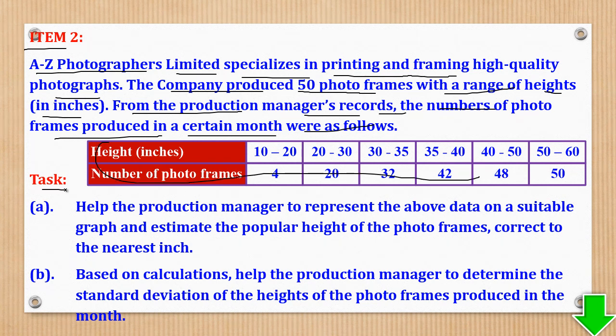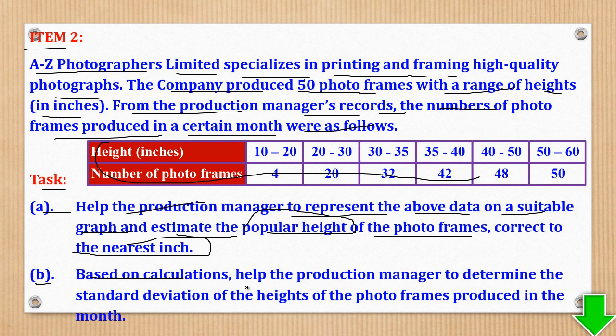Task Part A. Help the production manager to represent the above data on a suitable graph and estimate the popular height, that is the mode, of the photo frames correct to the nearest inch. Part B, based on calculations, help the production manager to determine the standard deviation of the heights of the photo frames produced in the month.